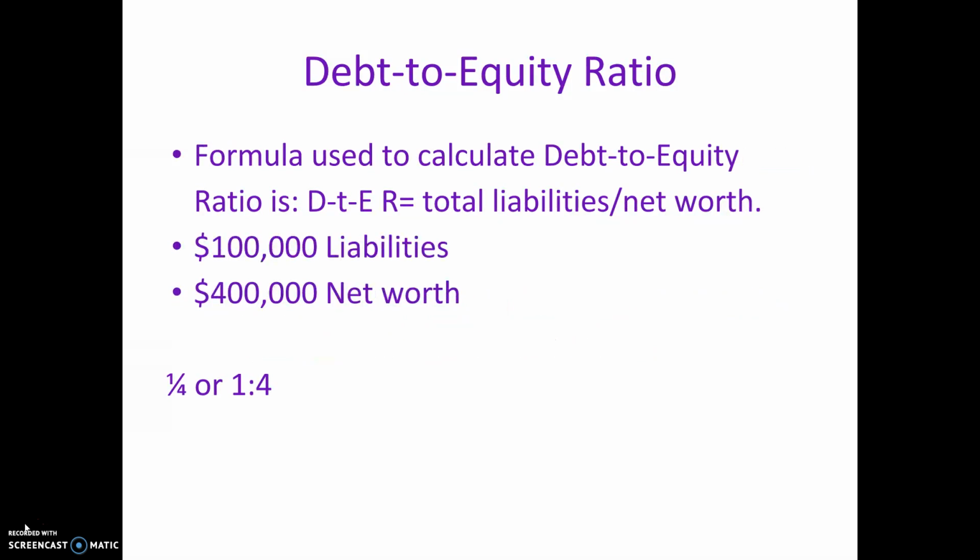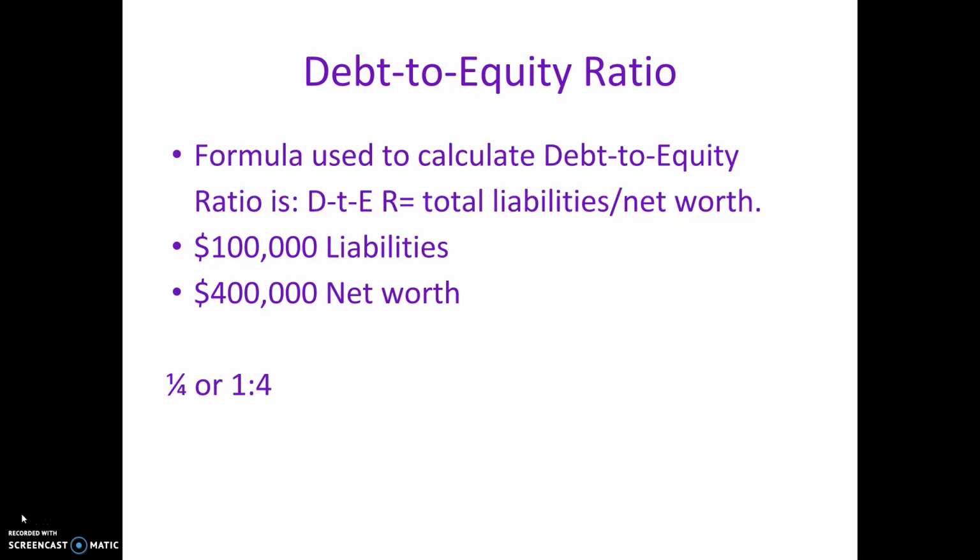So the formula that's used to calculate debt to equity ratio is total liabilities divided by net worth. Okay, and it is a ratio, so we're not going to give a solid number here. We're going to give a ratio, either in the form of a fraction or this ratio format right here with the colon between the two values. So let's just say that we have $100,000 in liabilities. Maybe that's a $100,000 mortgage. That's the only liability we have. But you've got $400,000 net worth, all right?